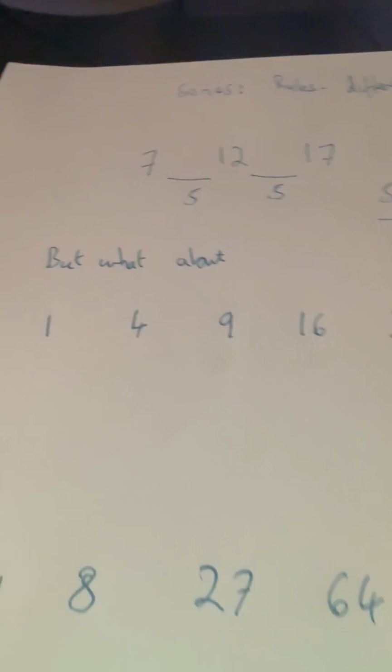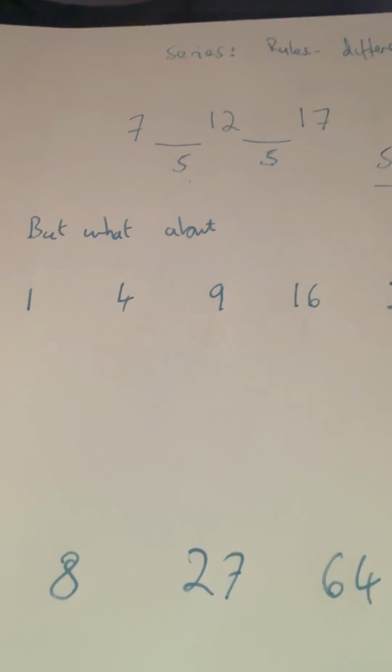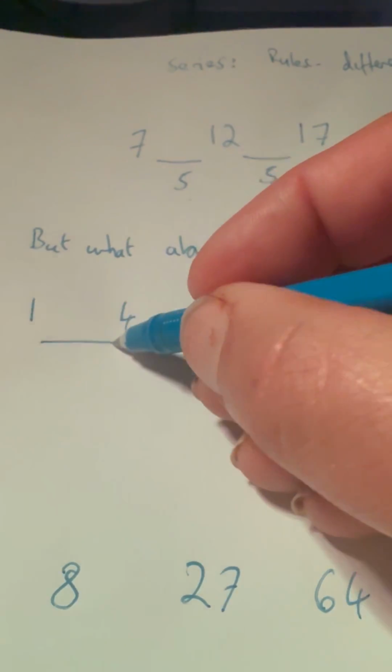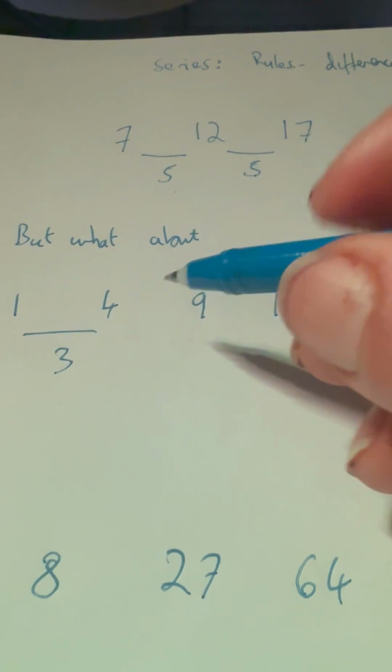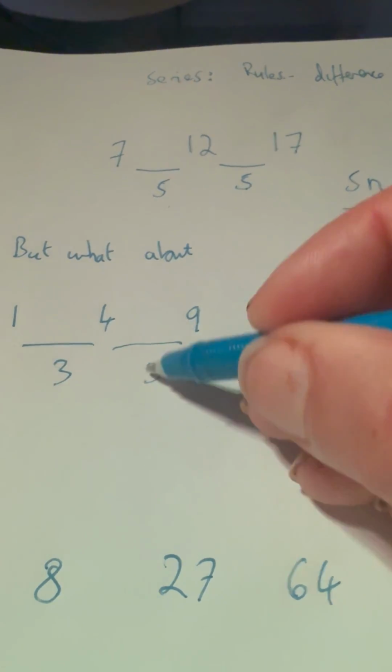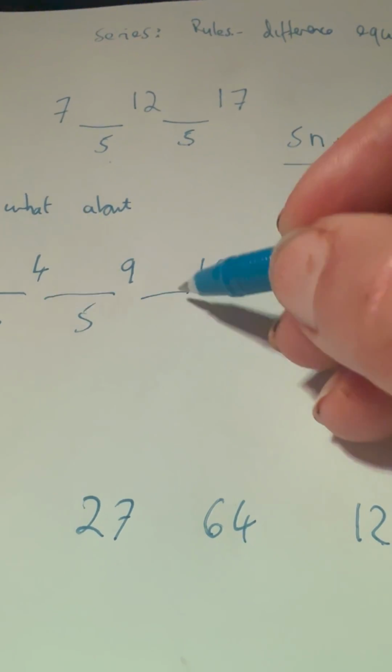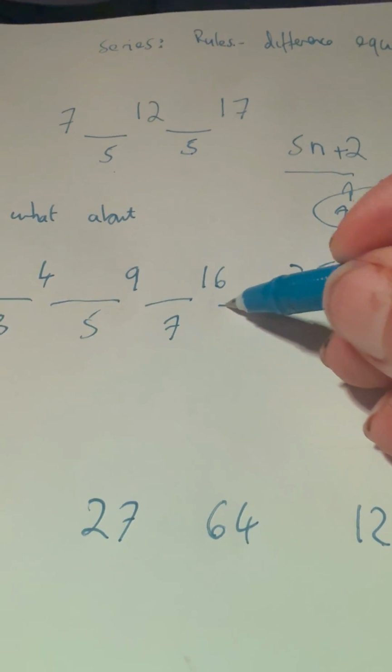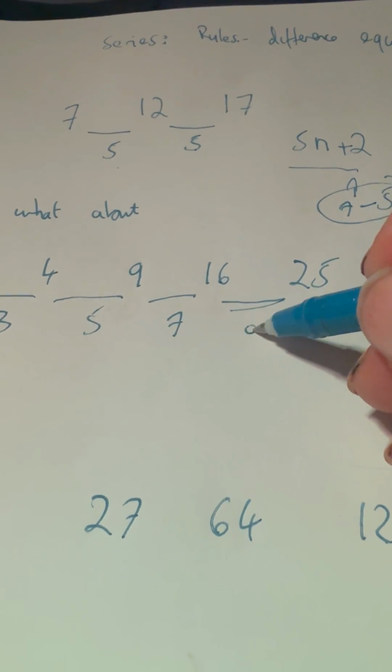But what about these ones? Now, you probably recognise these. These are the square numbers. What happens if you take the difference? Well, the difference between those two numbers is 3. The difference between these two numbers is 5. The difference between these two numbers is 7. The difference between these two numbers, you've probably got it, is 9.